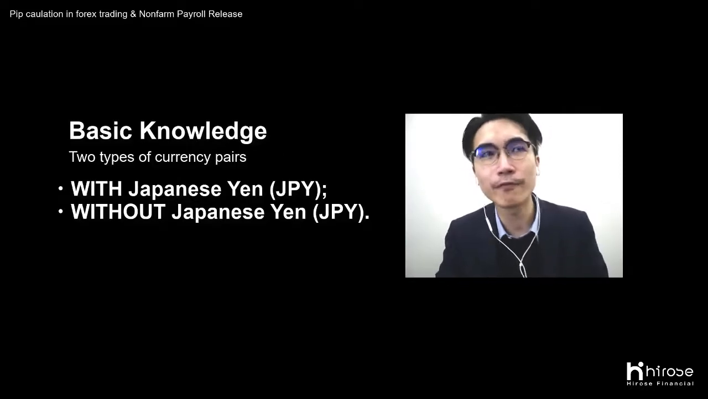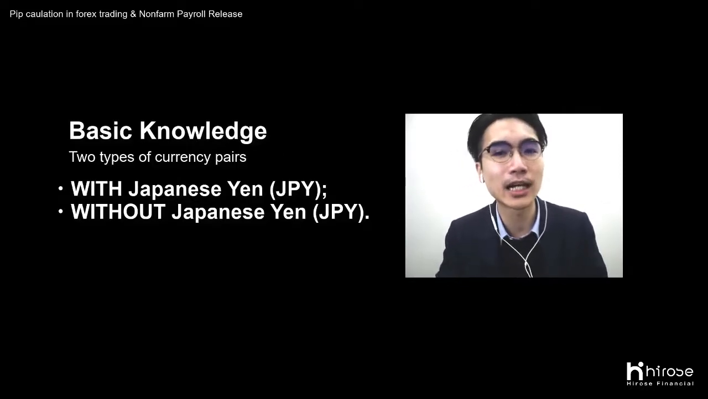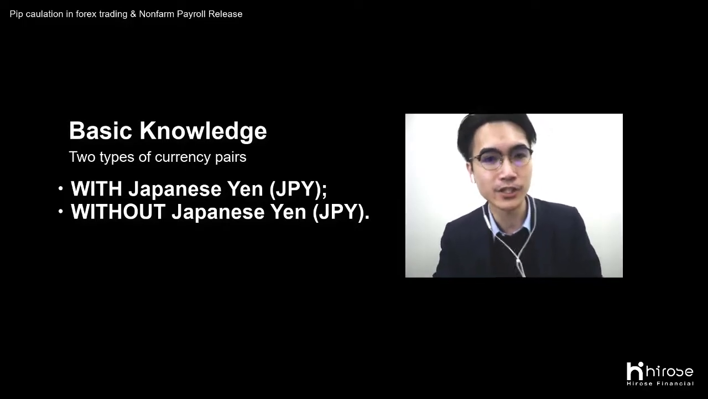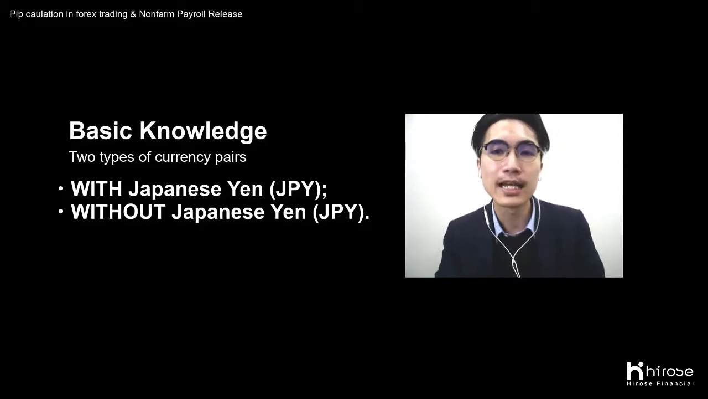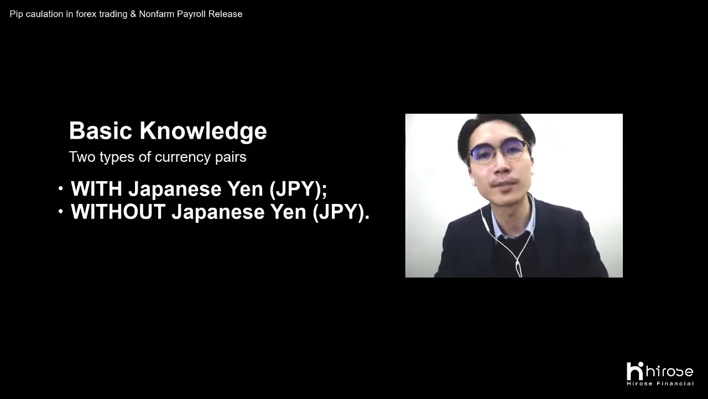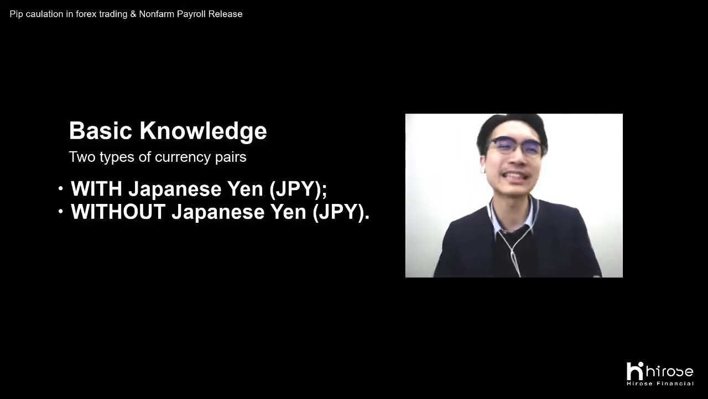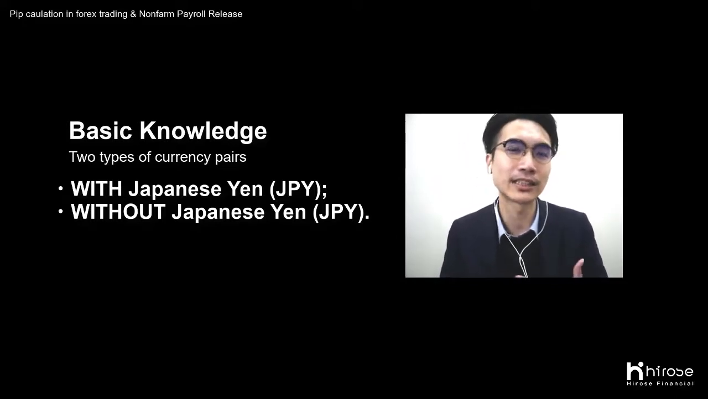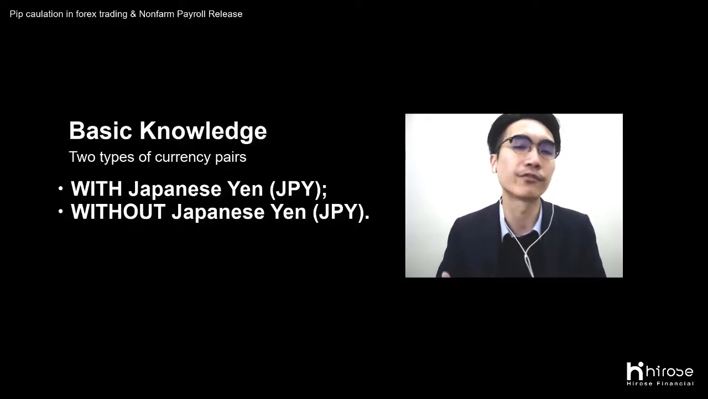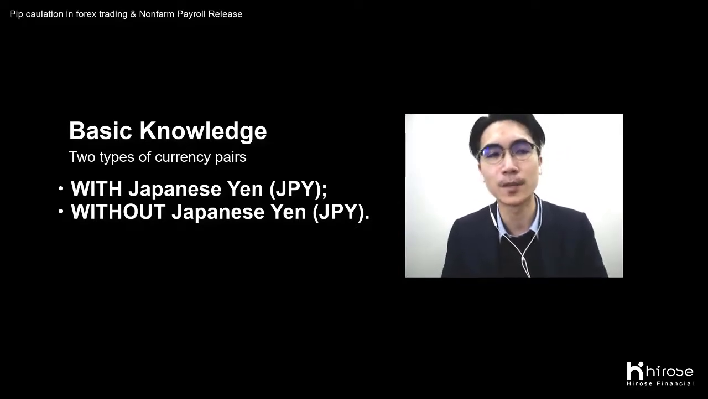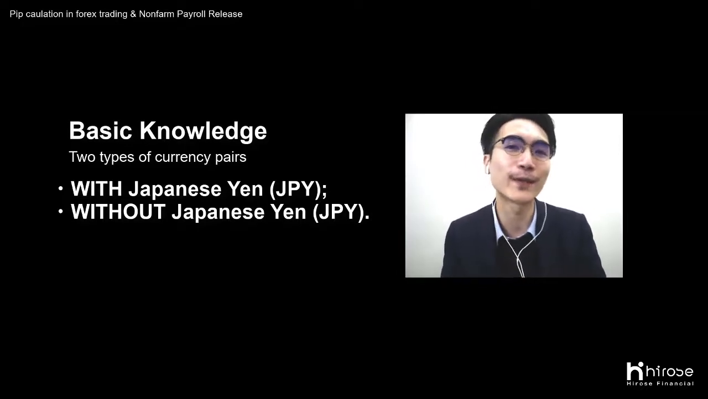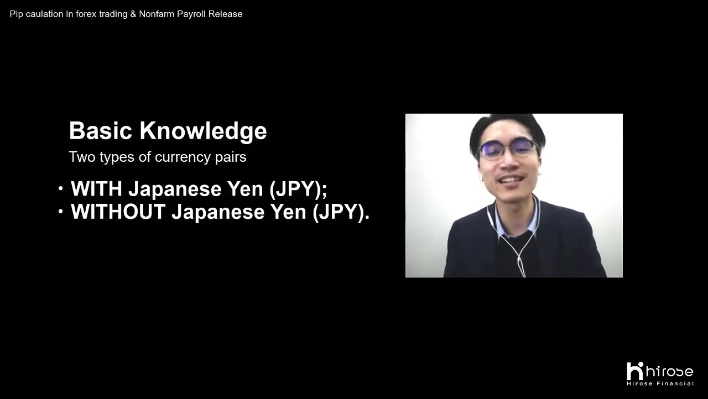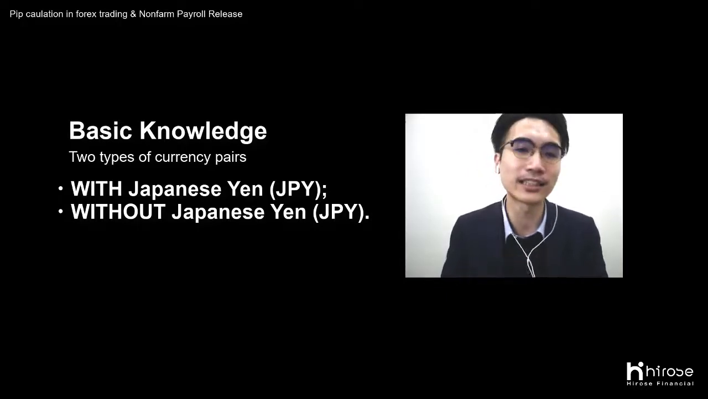First I just need you to understand there are two types of currency pairs in forex trading. The first type is with Japanese yen, and the second type is without Japanese yen. On the internet, there are a lot of explanations telling you that there are different ways of looking at these two types of currency pairs. But I have one way for you to find out the pips easier. Just take a look at this example here.